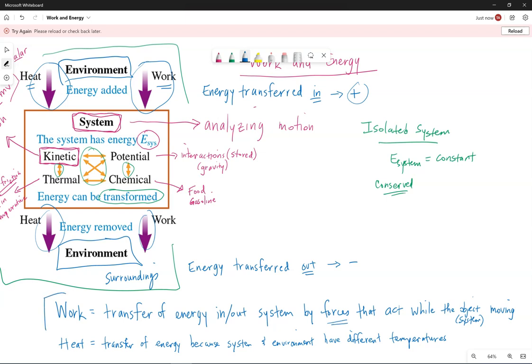But again, right now we're focusing on work. We will talk about heat in a later chapter. So the next video will be about how we calculate work, what we mean by work, and we'll continue with that.